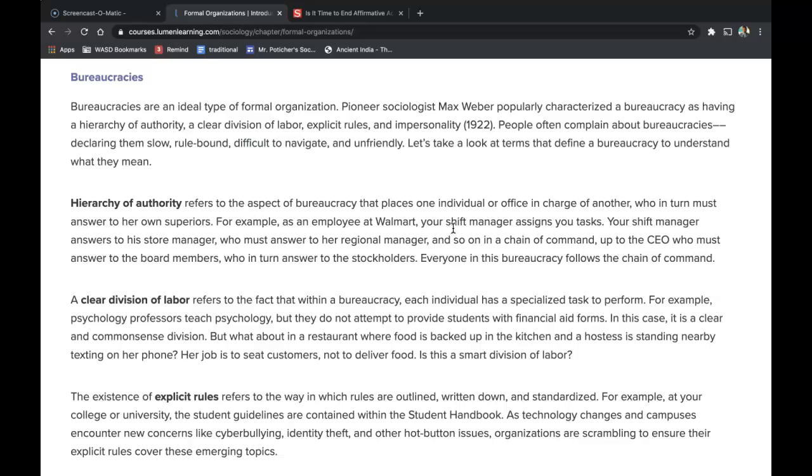A clear division of labor refers to the fact that within a bureaucracy, each individual has specialized tasks to perform.